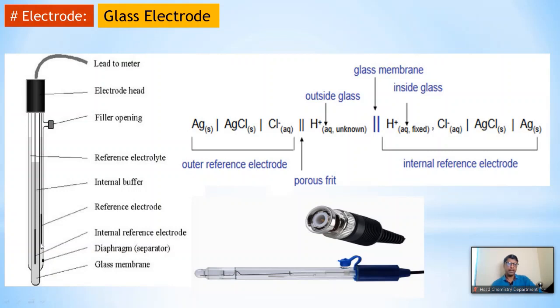The difference is that the two electrodes are constructed in one glass electrode. So this single glass electrode has two electrodes, the outer reference electrode and the internal reference electrode. In between these two, the solution of unknown pH is present. In this way, we can construct a simple electrochemical cell. This is the internal reference electrode and this is the outer reference electrode present in this combined glass electrode. This is the actual image of this glass electrode.